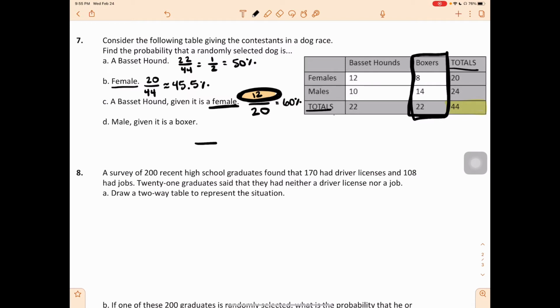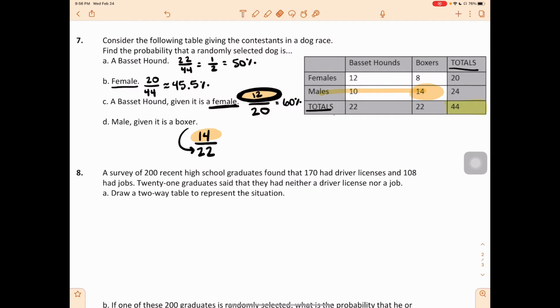So the total number of boxers are 22 boxers. And we want to know, okay, how many of them are males? Well, if you look here, these are female, so it's not that one, males. So 14 of the boxers are male. So this is 14 out of 22.